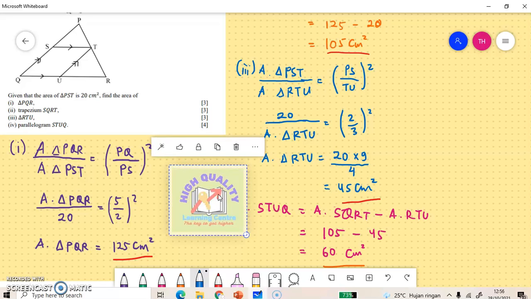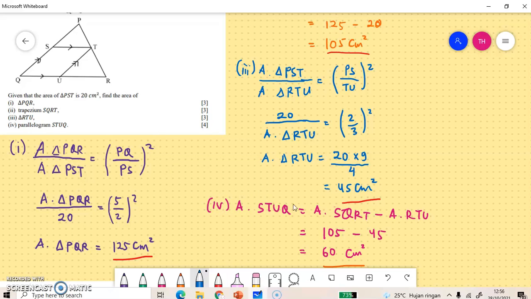Next, question number 4, the parallelogram STUQ. To find this, we use the area of SQRT, and then minus the area of triangle RTU.